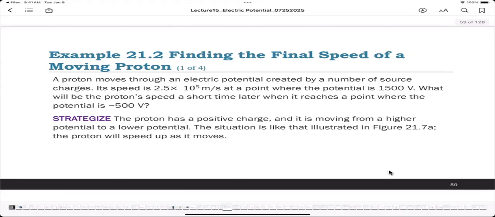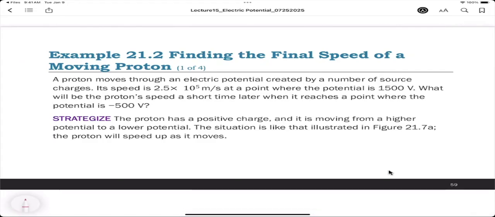Finding the final speed of a moving proton. A proton moves through an electric potential created by a number of source charges. Its speed is given at a point where the potential is given. What will be the proton's speed a short time later when it reaches a point where the potential is this other value? Let's talk about the strategy.